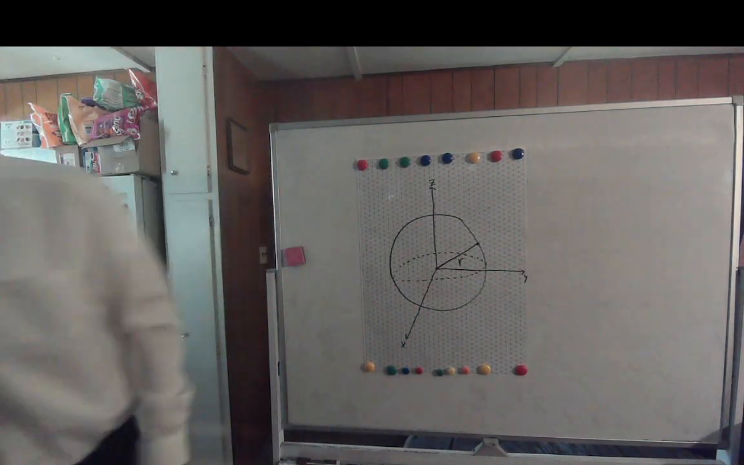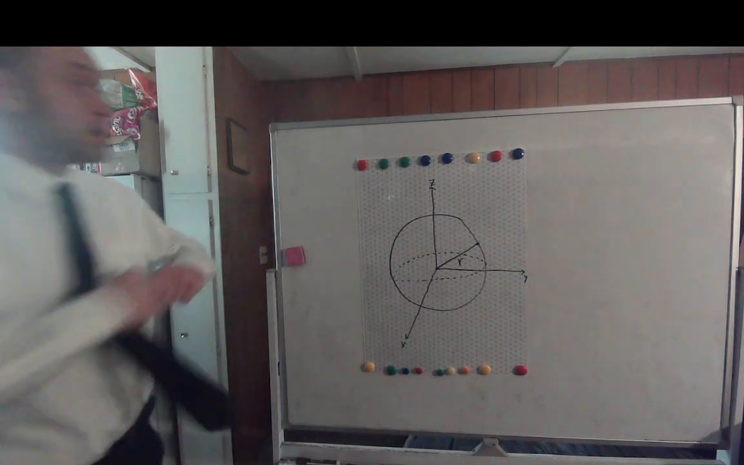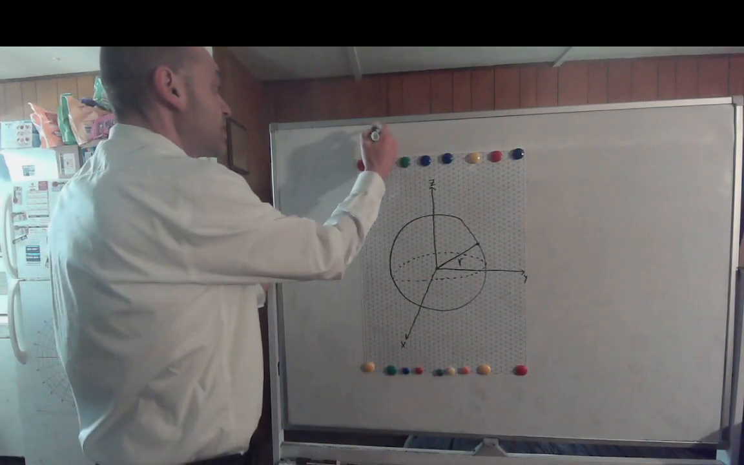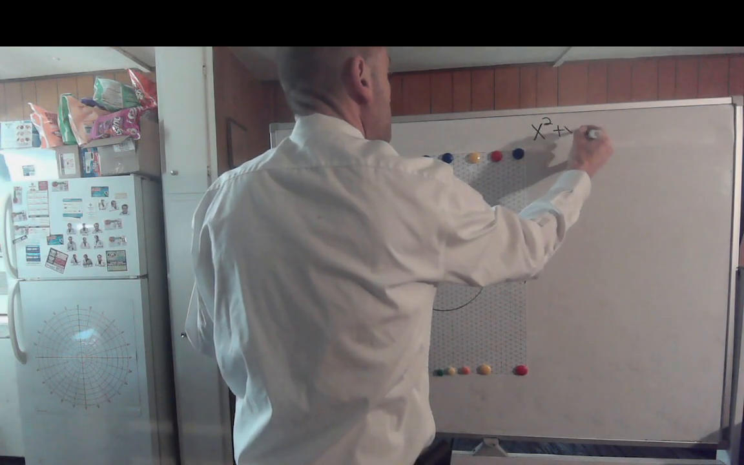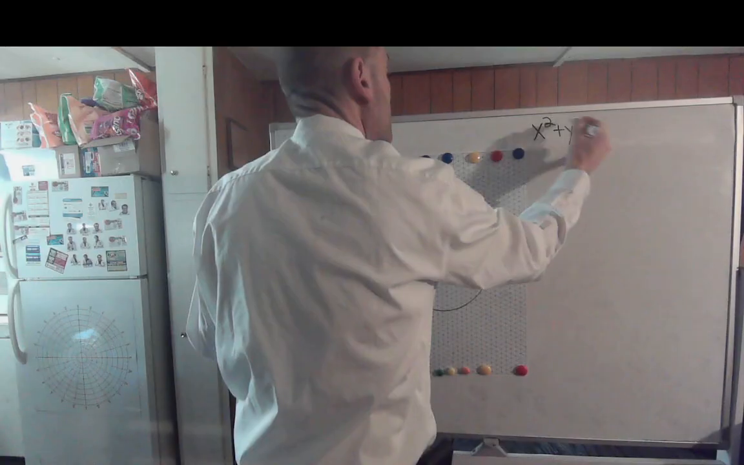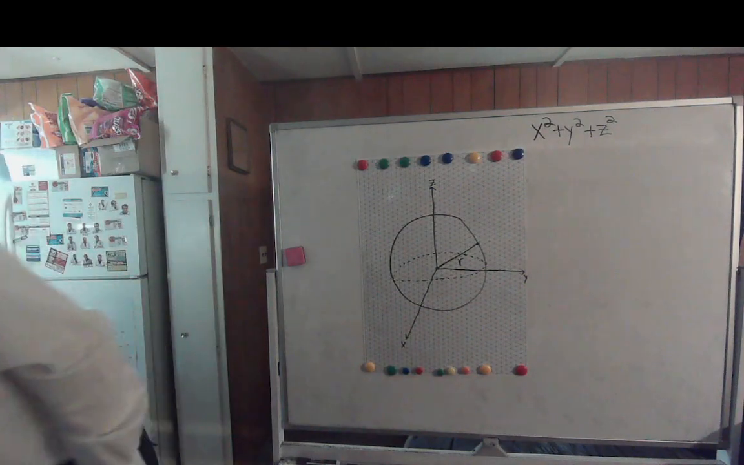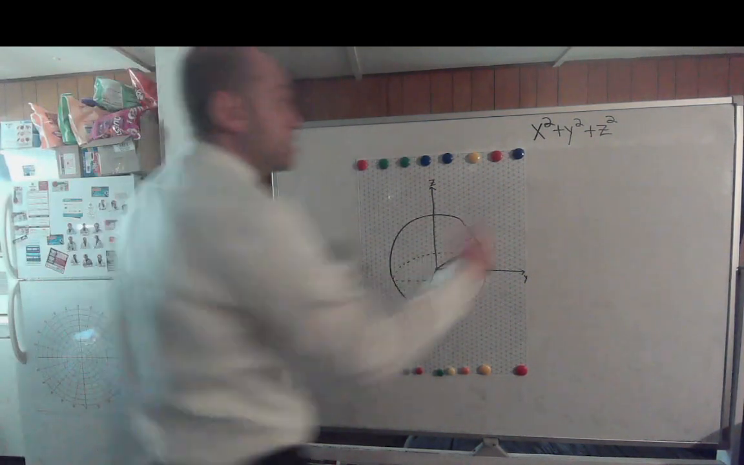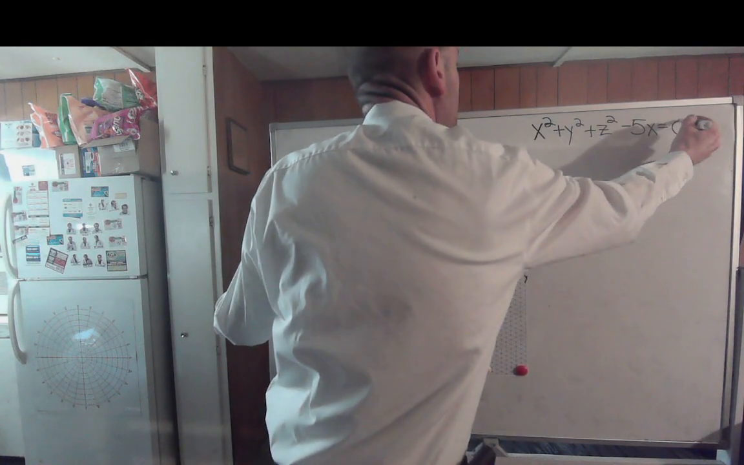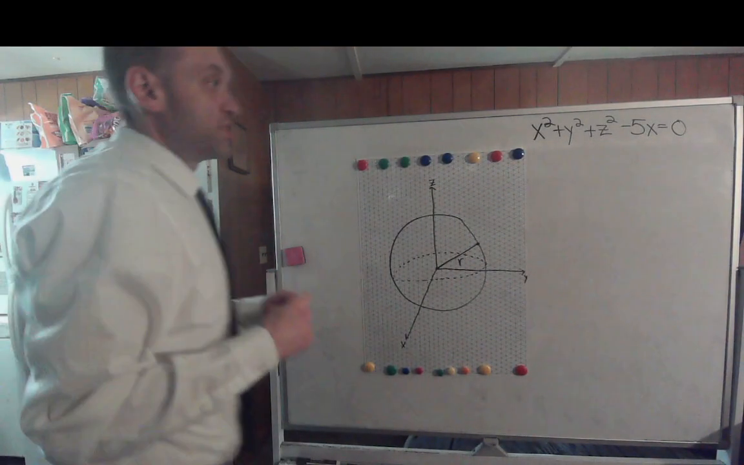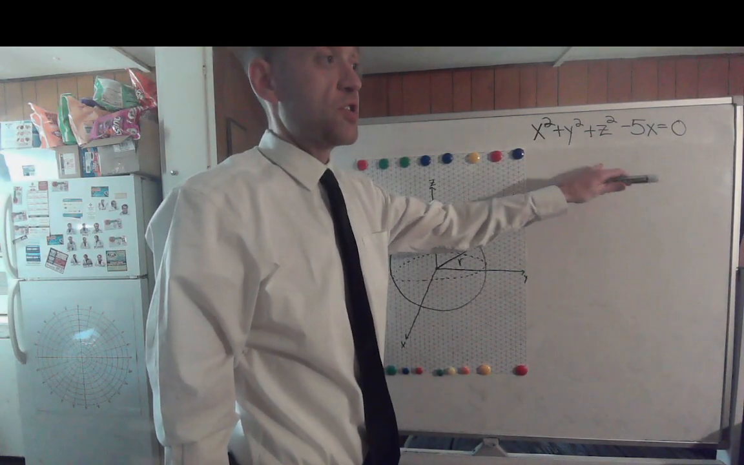So what do we got here? We start out being given x squared plus y squared plus z squared minus 5x equals 0. So we're given the equation of the sphere in standard form. We want to find the center and the radius.